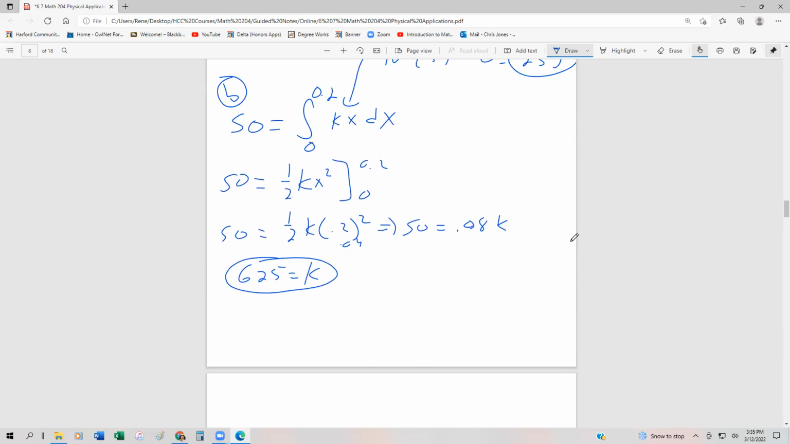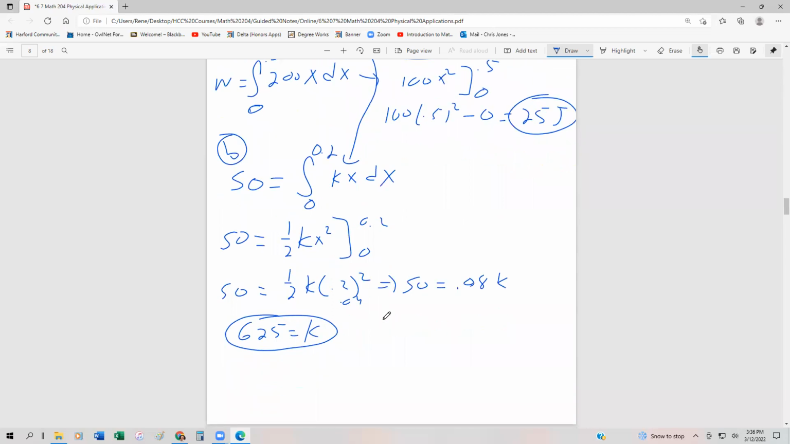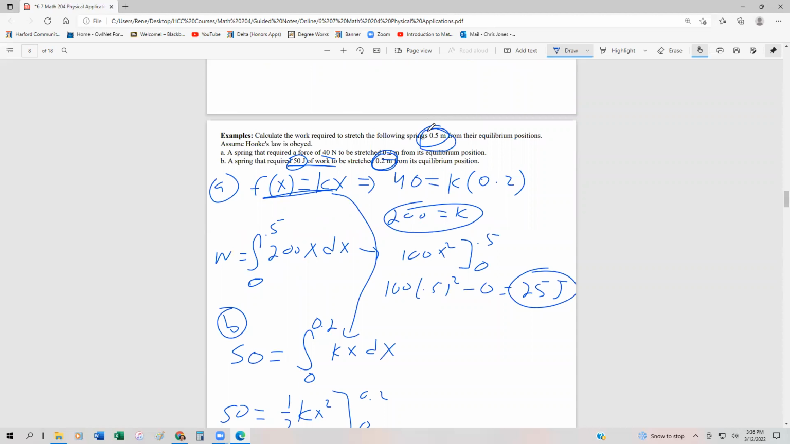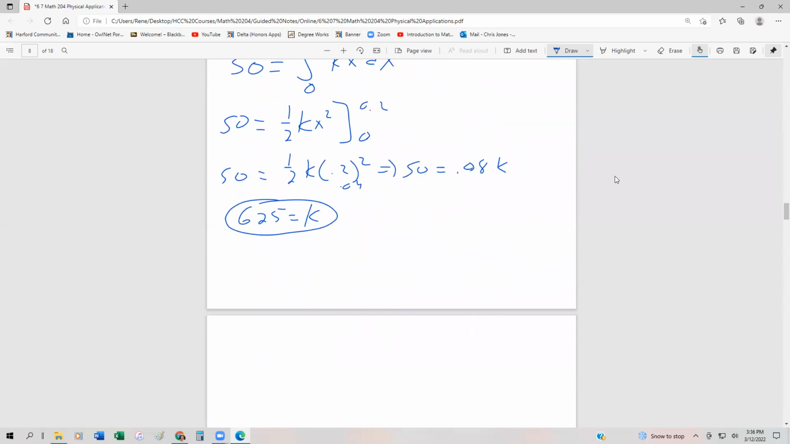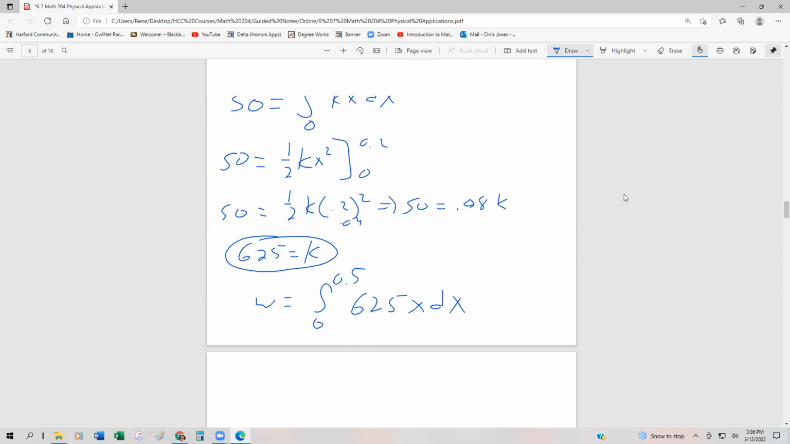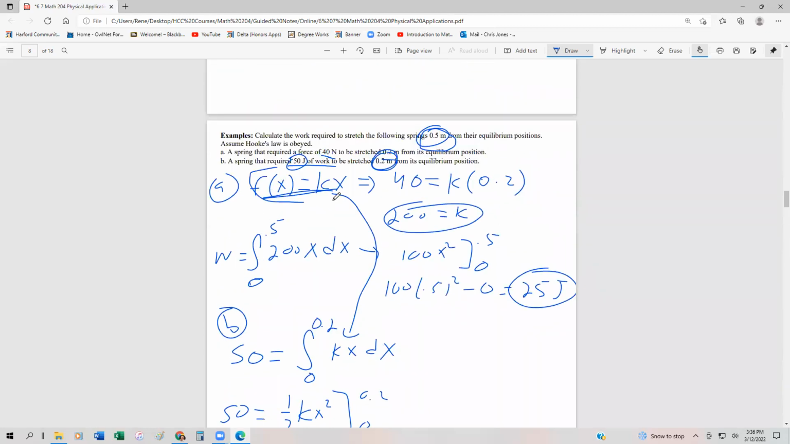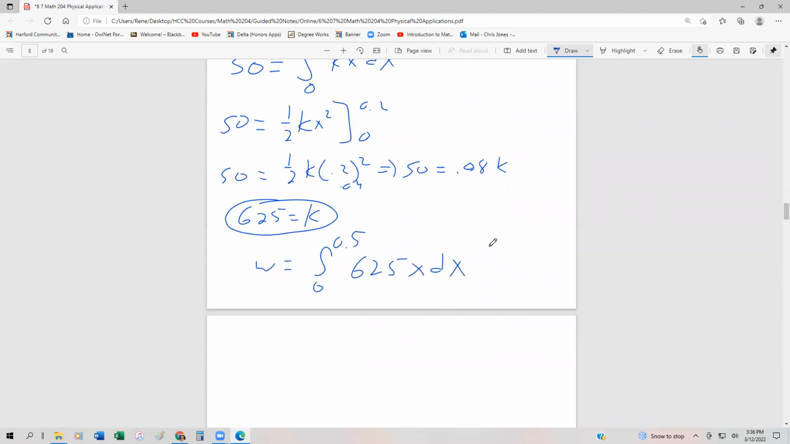That doesn't necessarily say that that's going to be the amount of work necessary, but at least it gives us some help to be able to finish this off. Now, remember, ultimately we want to stretch this 0.5 meters. And to do that, we're just going to take our integral. So our work is going to be our integral from 0 to 0.5. We know that the spring constant is 625, and we have x dx. Remember, we're just using force equals kx. We're not deviating from this. This is the force formula, or the force function. We just plug it back in here.